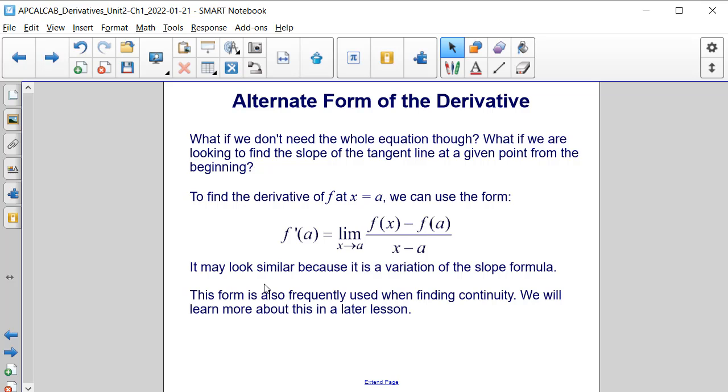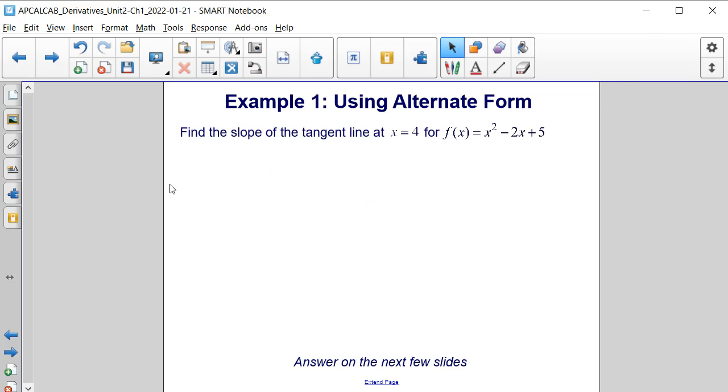It may look similar because it is a variation of the slope formula. This form is also frequently used when finding continuity, and we'll learn more about this in a later lesson. Let's try an example using the alternate form. Find the slope of the tangent line at x equals 4 for the function f of x is equal to x squared minus 2x plus 5.